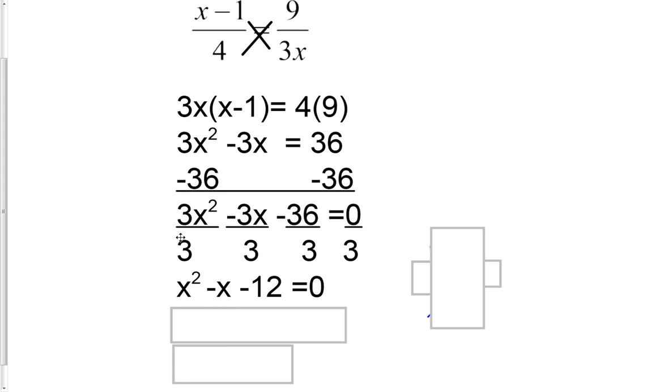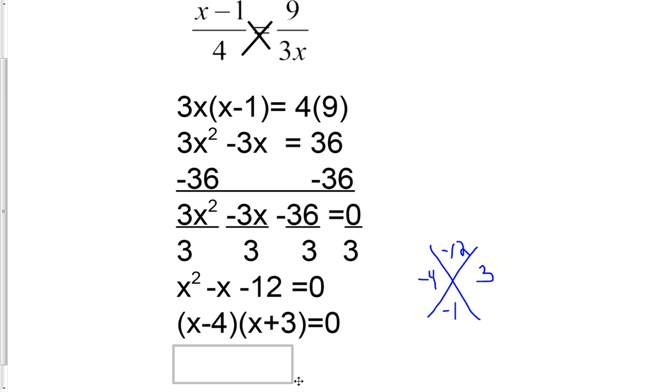What happened? Divide by 3. 3 over 3 is now 1. Divide by 3, negative 3 over 3, minus 1x. 36 divided by 3, minus 12, which is a lot easier and looks a lot like the last problem a couple problems ago. 1 times negative 12 gives you minus 12 up here. Adds to equal minus 1 on the bottom. Numbers are going to be minus 4 and 3 this time. Last time it was minus 3 and 4.